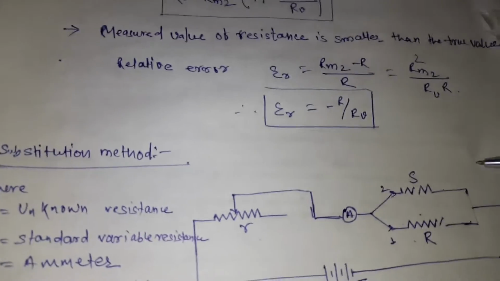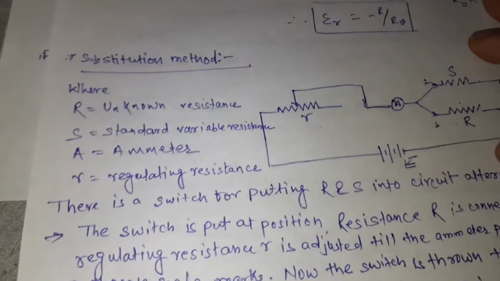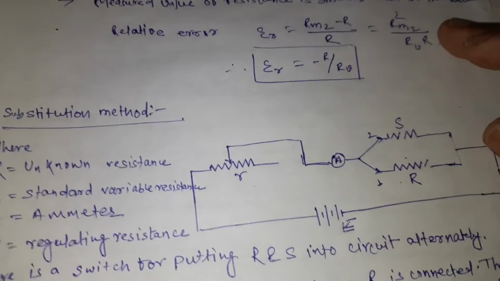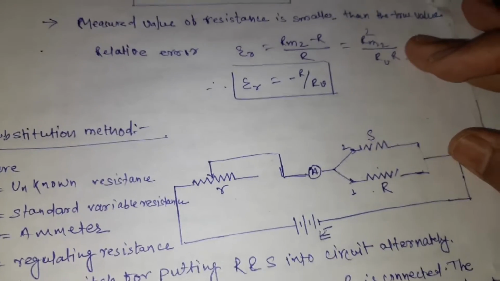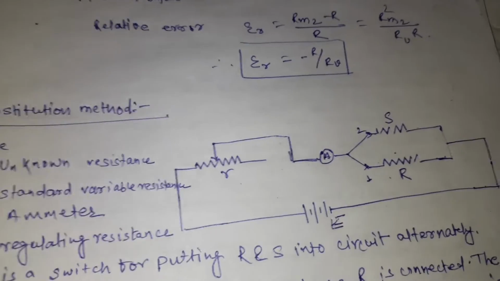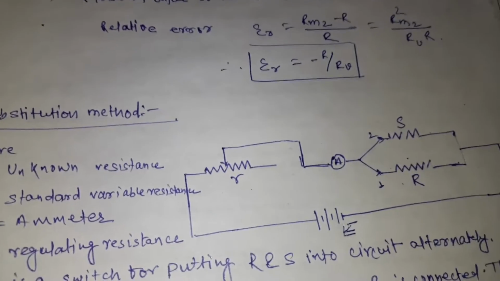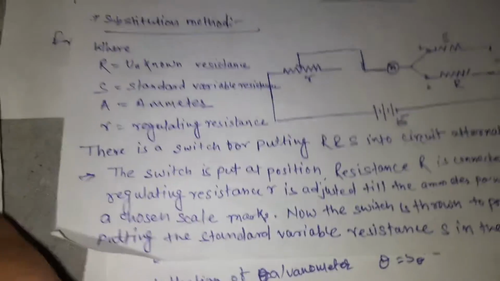So this method is called the substitution method. In this way we measure the unknown resistance. This method is more accurate as compared to the voltmeter and ammeter method, and it is a conventional method to measure medium resistance. It is more accurate, but it is lengthy as compared to the others.